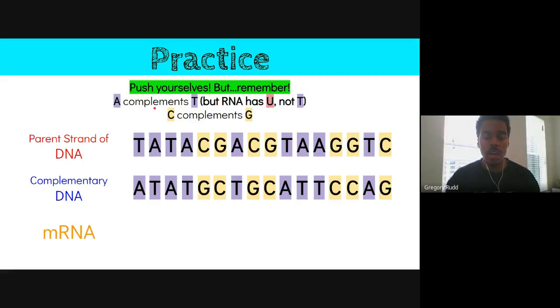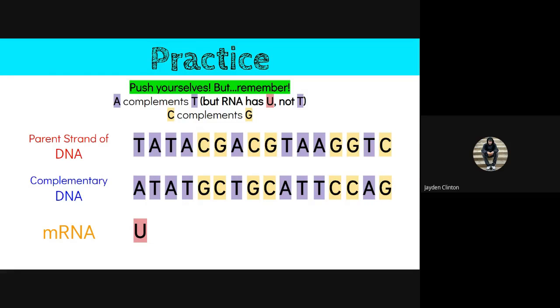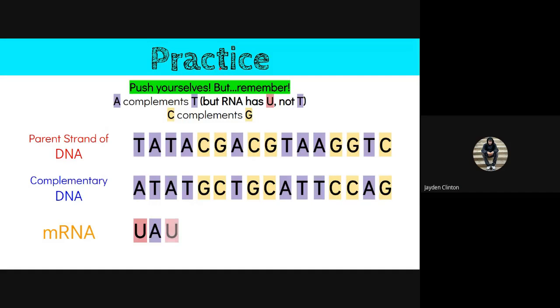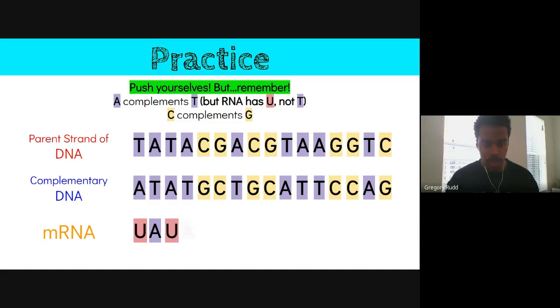So this first letter here, I'll knock it out for you all. When I transcribe this A, it becomes a U. What's next? What is T transcribed to? A. A, good. T, A. Oh, U. I forgot. U, A, yeah. No T's in RNA. Okay, keep going.